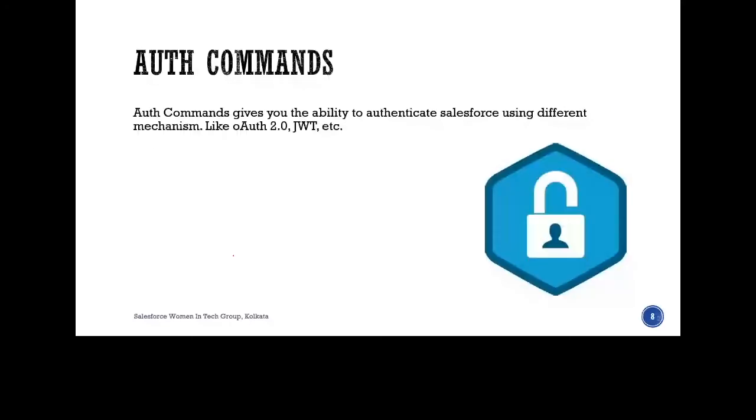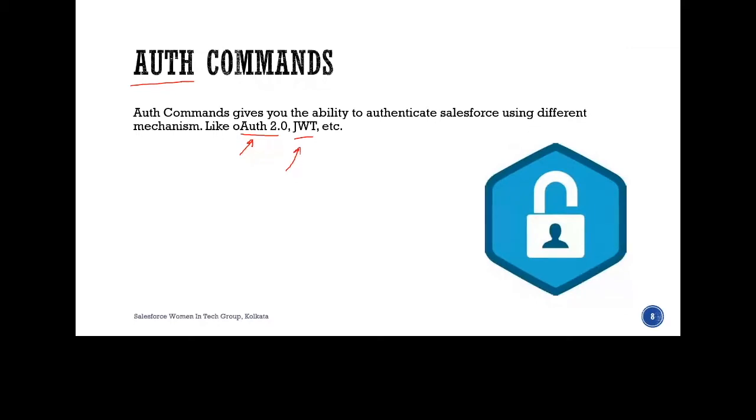Then we have got auth commands. Basically, auth commands are the first step. After that, we actually go with the force commands. Auth commands give you the ability to authenticate Salesforce using different mechanisms like OAuth 2.0 and JWT. Most of the time you might be using OAuth 2.0 because you will be using Visual Studio Code for the development. If you are not using Visual Studio Code, then you will be using JWT for implementing CI/CD.